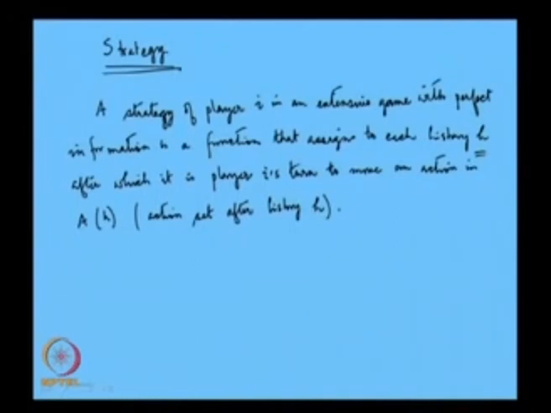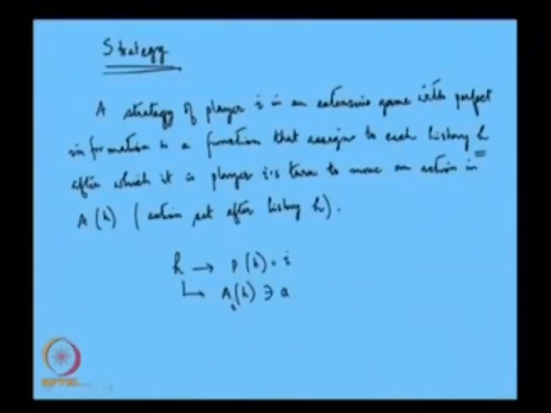So H is there. From H I know by the player function that, suppose it is player I's turn to move. From H I also know the set of actions which is available after H, and these actions are obviously available to player I. What a strategy will tell me is which action, suppose this action is A, will be played after this history H.